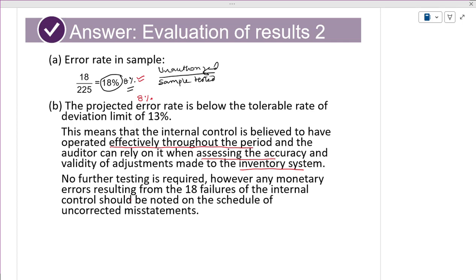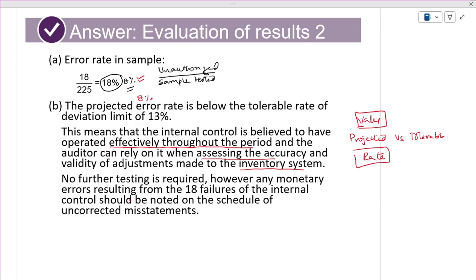The only thing we have to know is how the projected compares to tolerable. In terms of value, in terms of rate. The rule applies, and the analytical interpretation will apply in the same way. No further testing is required.